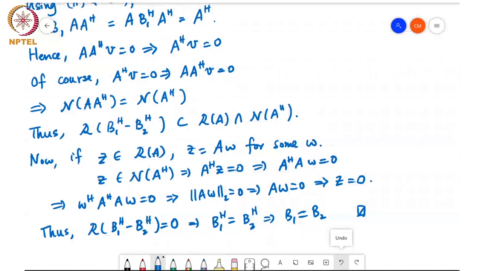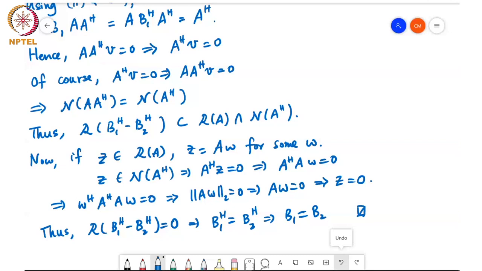So basically, that's what the rest of the proof does. If there is a Z which lies in the range space of A, then Z can be written as a linear combination of the columns of A, Z equals AW for some W. And similarly, if Z also belongs to the null space of A Hermitian, then A Hermitian Z equals 0. And substituting for Z, I have A Hermitian A times W equals 0, which means that W Hermitian times A Hermitian AW equals 0, which means that AW equals 0. But Z equals AW, so Z must be equal to 0. So this intersection space contains only the 0 vector. So the range space of B1 Hermitian minus B2 Hermitian is 0, which in turn means that B1 Hermitian equals B2 Hermitian, or B1 equals B2. So that concludes the proof.